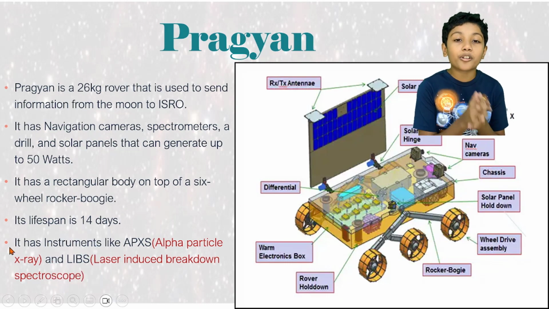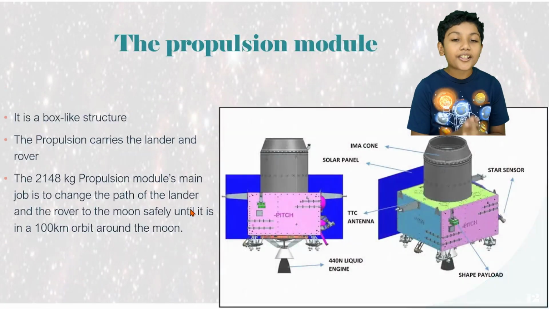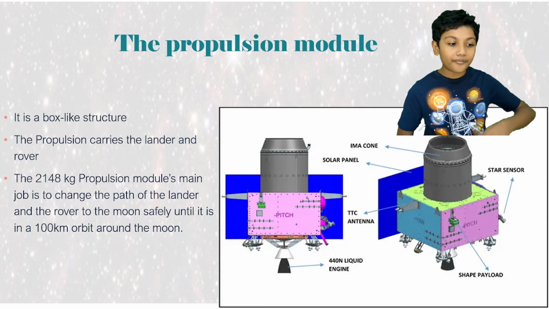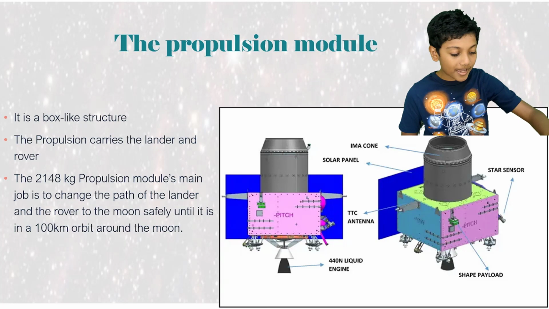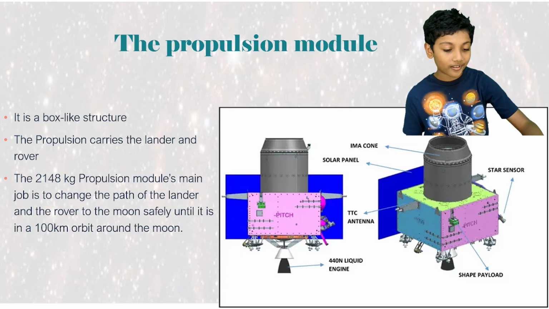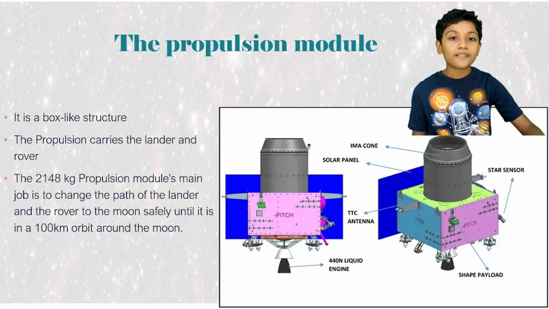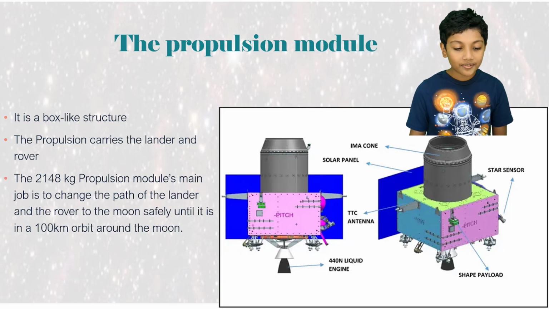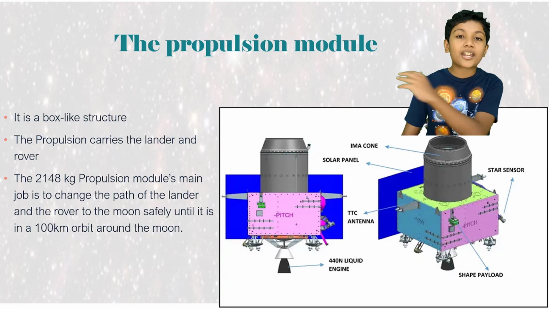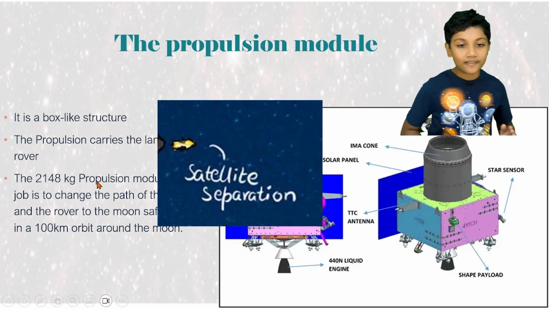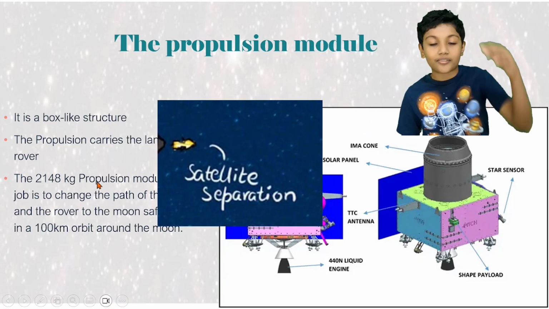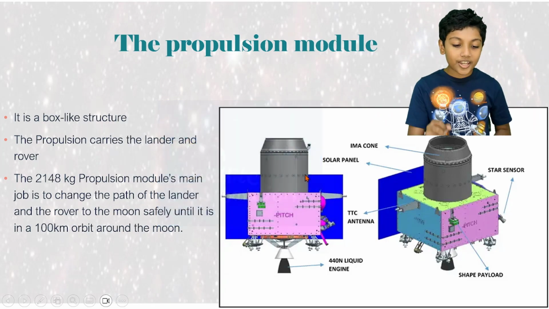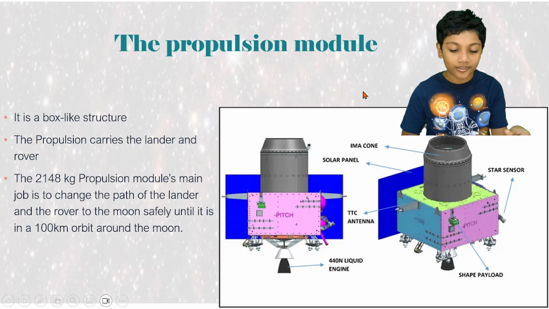Now on to the propulsion module. You're going to ask me, why do we need this propulsion module if we have the lander that can make it land softly? Well, guess what? The propulsion module is the satellite. Remember that satellite from the slide I showed earlier, where it's like the stages of Chandrayaan-3? That satellite is this. It carries the lander and the rover.